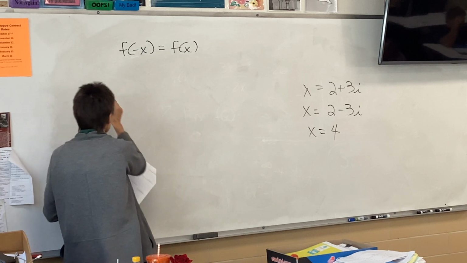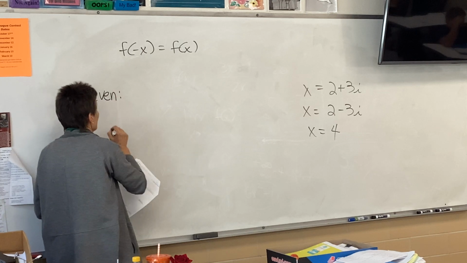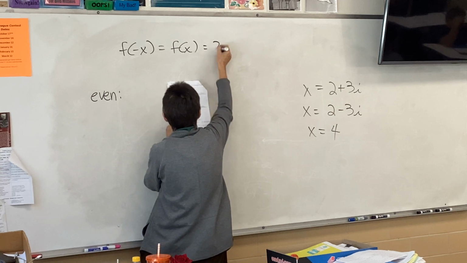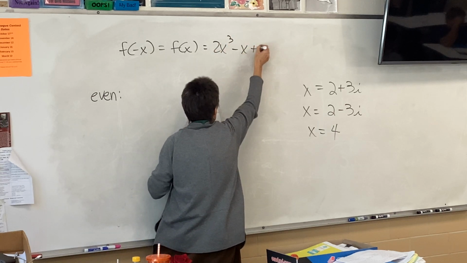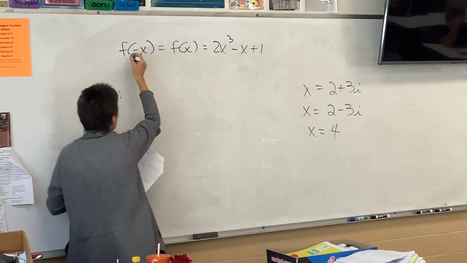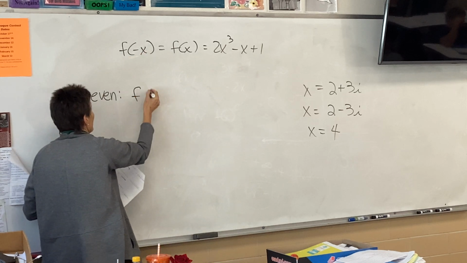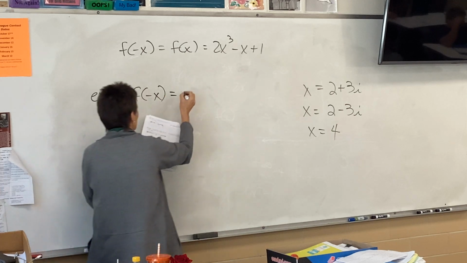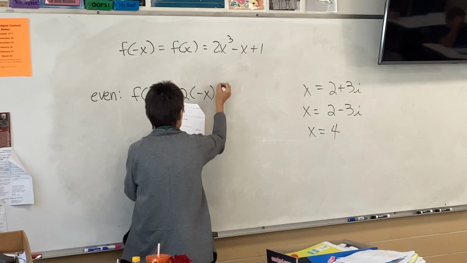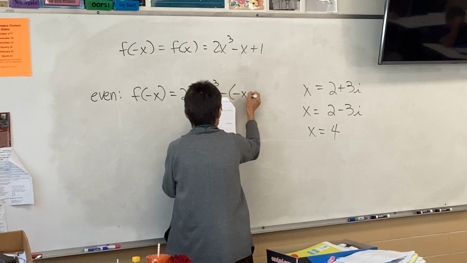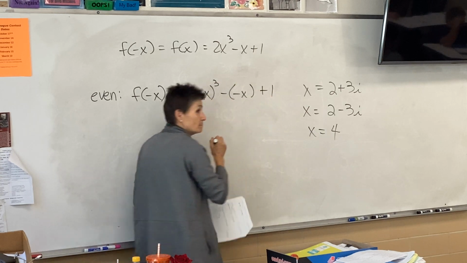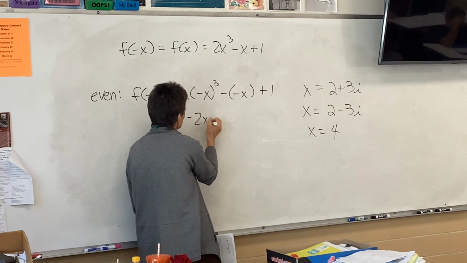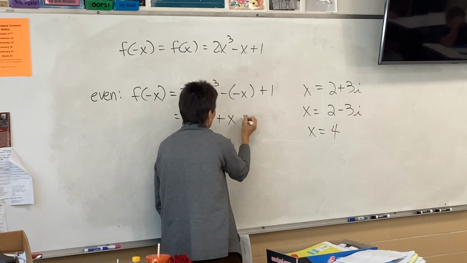So if I'm checking for evenness, I already know that g of x is 2x cubed minus x plus 1. Now I'm gonna do this side and see what this is. I'll use f, it's really g. F of negative x would be 2 times negative x cubed minus negative x plus 1. So simplifying, that's negative 2x cubed plus x plus 1.